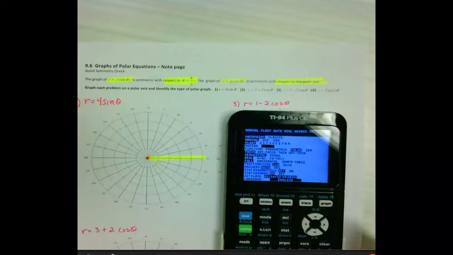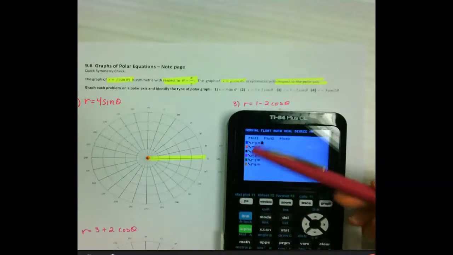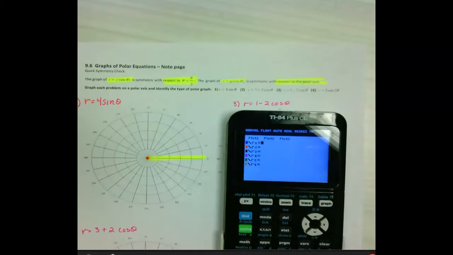All right, so then we're going to go to y equals, and you can see now in the menu here it's not y equals or x1t, y1t, it's r1 equals. So we're going to put our equation in there. We're going to do 4 sine theta.